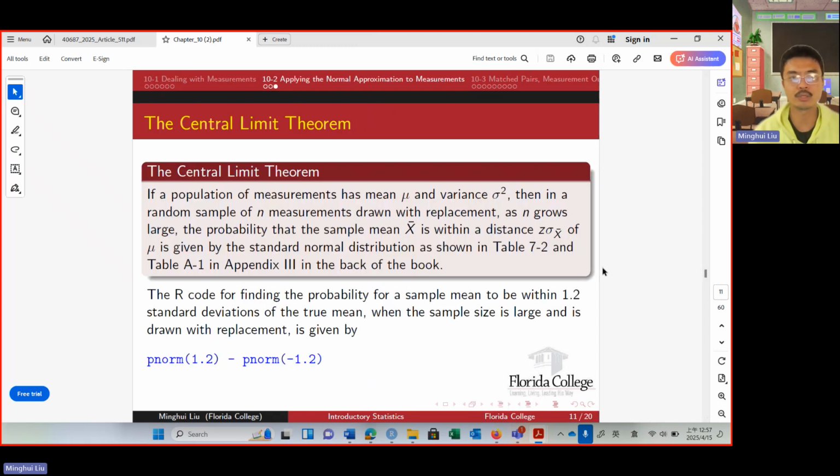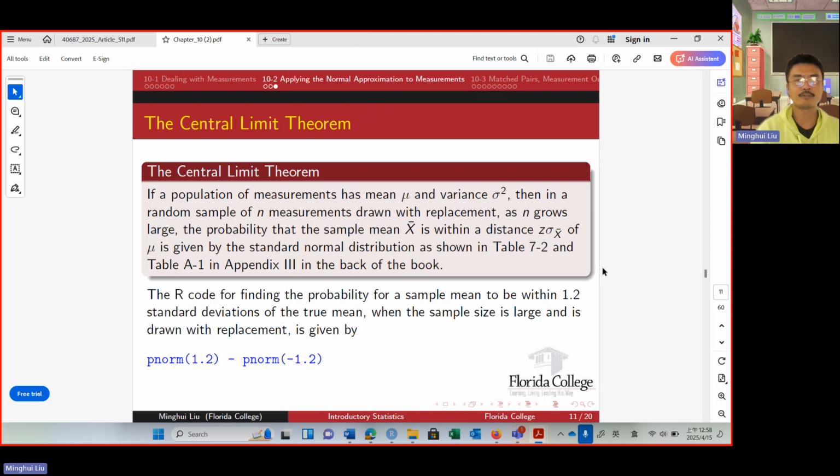Now let's take a look at the central limit theorem. The central limit theorem says that if a population of measurements has the mean mu and variance sigma squared, then if we take a random sample of n measurements, and when n is really, really large, the probability that the sample mean x bar is within the distance z times sigma x bar, which is the standard deviation of x bar, of mu, is given by the standard normal distribution. And of course, we have the table at the back of the book.